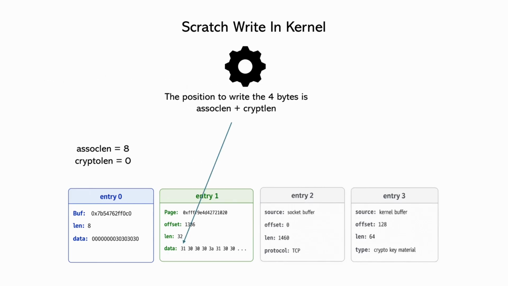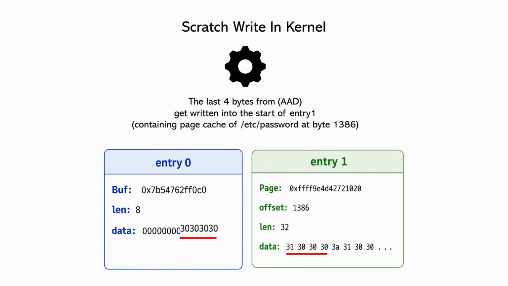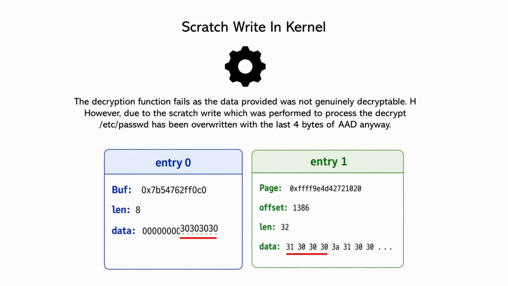And offset 8 is important because our AAD is exactly 8 bytes long. So logical offset 8 is the first byte immediately after the AAD. And what did we put immediately after the AAD? The spliced page cache reference to /etc/passwd. So when authencesn performs its 4-byte scratch write, it lands at the start of the spliced page cache segment.